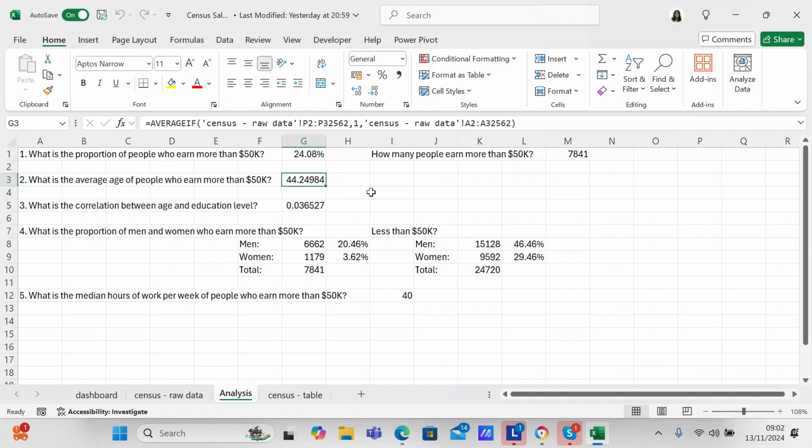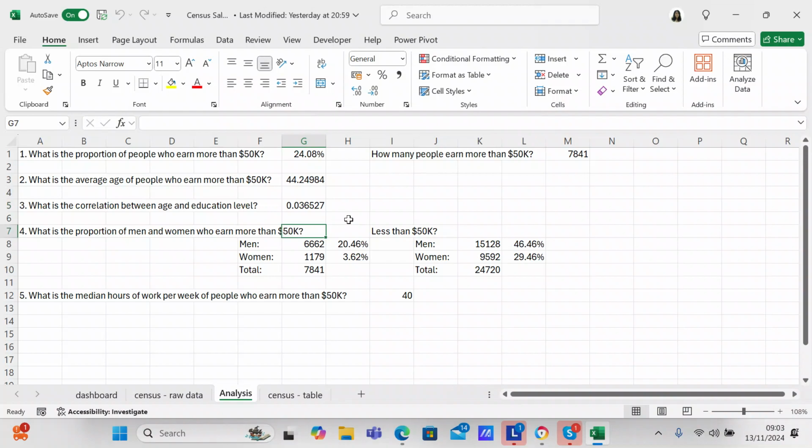So now we ask the question, what is the correlation between age and education level? So we use another formula. We use the CORREL formula of census A2 to A32562 and census E2 to E32562, and we get a correlation of 0.036527, so that's positive. Now this is the one that I had problems with, and it took me a long time to solve the problem because I had a number in the wrong place. And that's the problem that you can run into if you have a number in the wrong place.